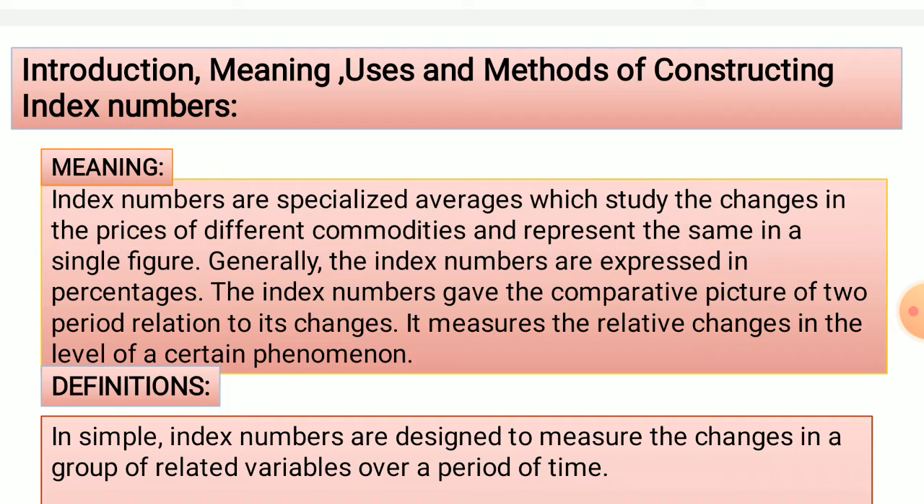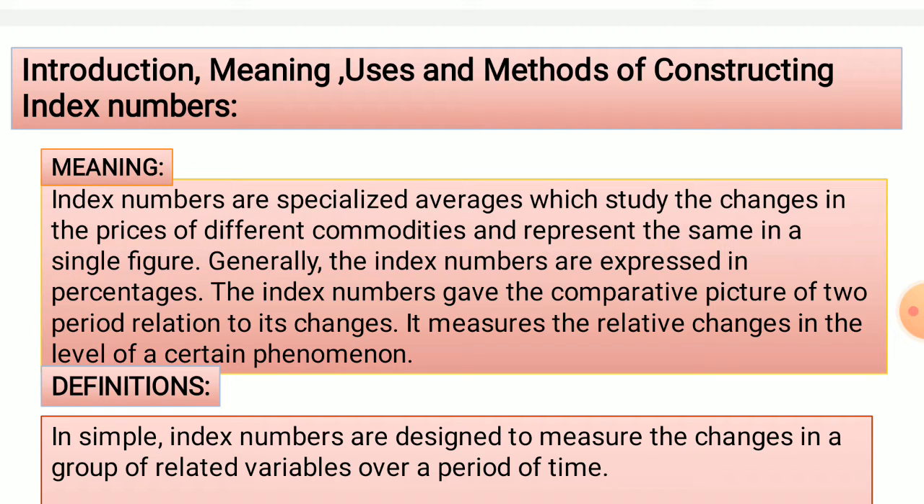So an index number is a number which is used to measure the level of a certain phenomenon as compared to the level of the same phenomenon at some standard period. Therefore, index numbers are specialized averages. These are called specialized averages, and they are used to study changes in the prices of different commodities and represent the same in a single figure.